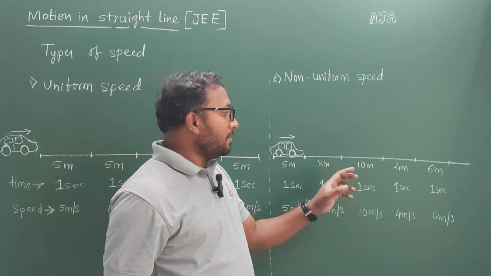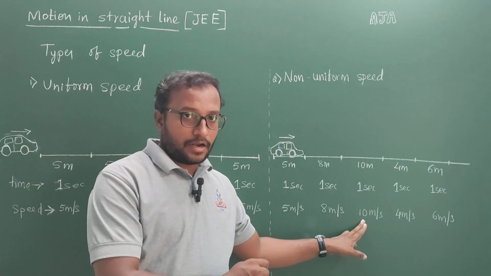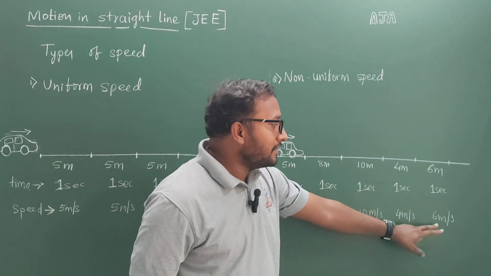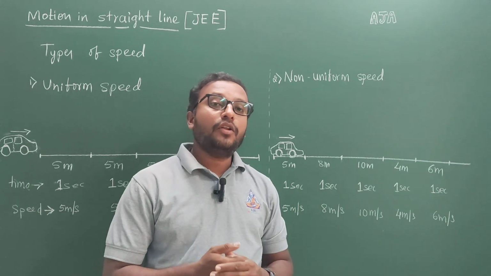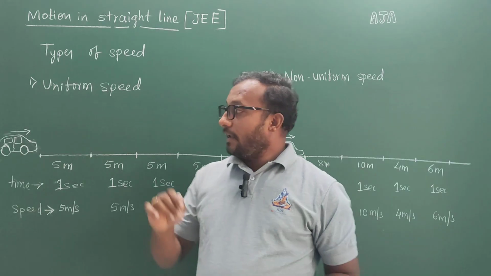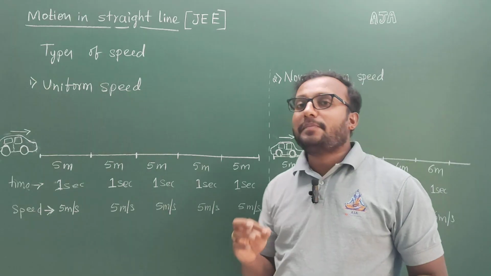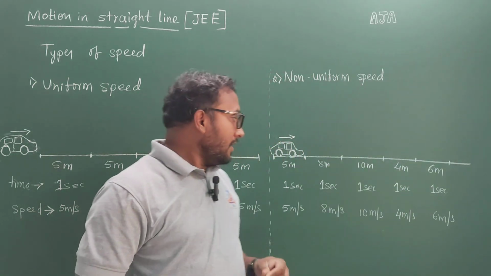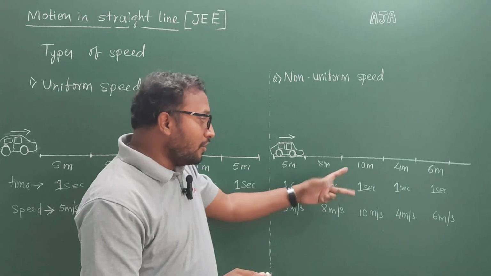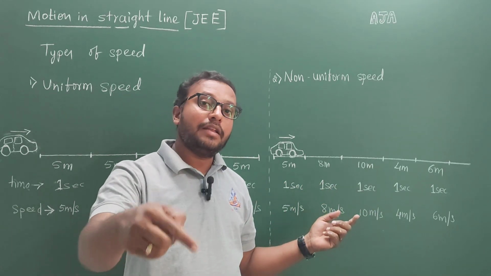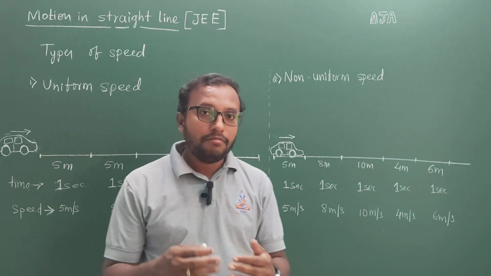Similarly here, as the picture makes clear, 10 meters is covered in 1 second, so the speed is 10 meters per second. Similarly 4 meters per second and 6 meters per second. If the car is traveling at different speeds, it is called non-uniform speed. Basically, if the car covers equal distances in equal intervals of time, then the speed of the car is said to be uniform. If the car covers unequal distances in equal intervals of time, or the reverse, equal distances in unequal intervals of time, which is also possible, then the car is said to have non-uniform speed.